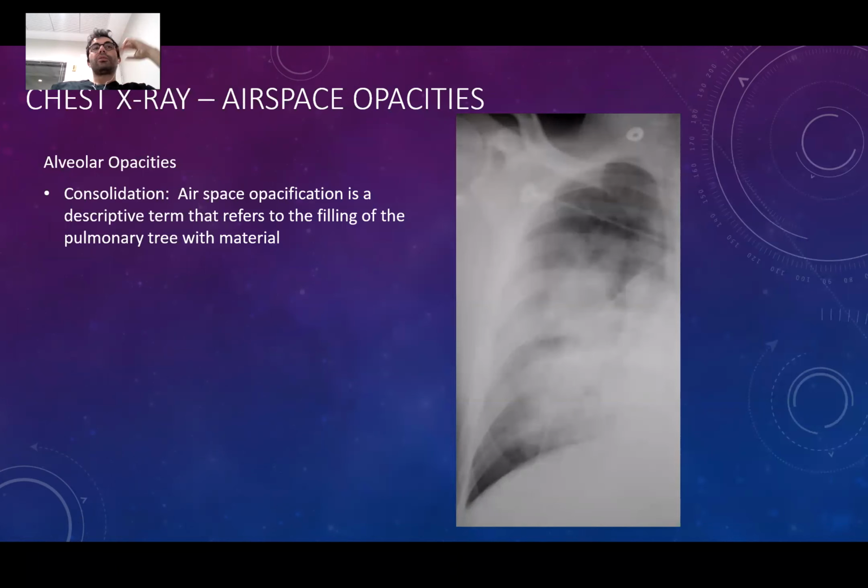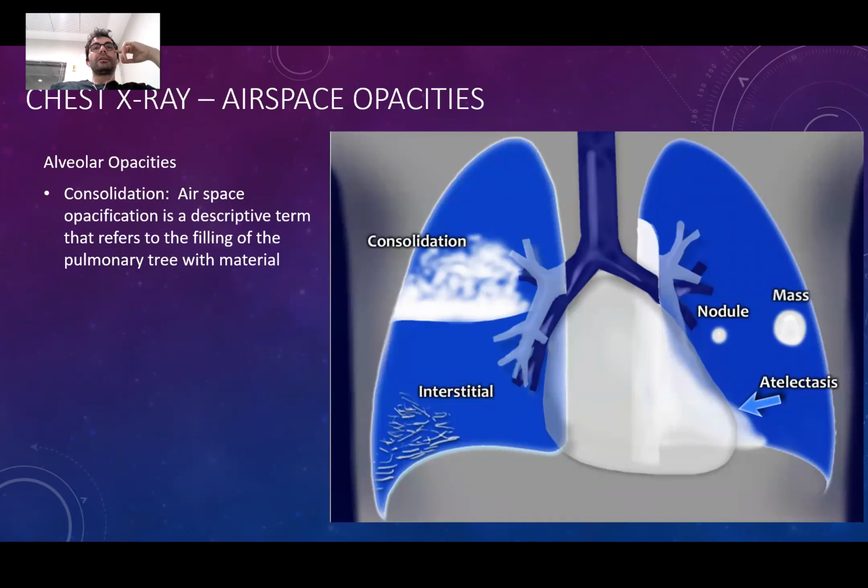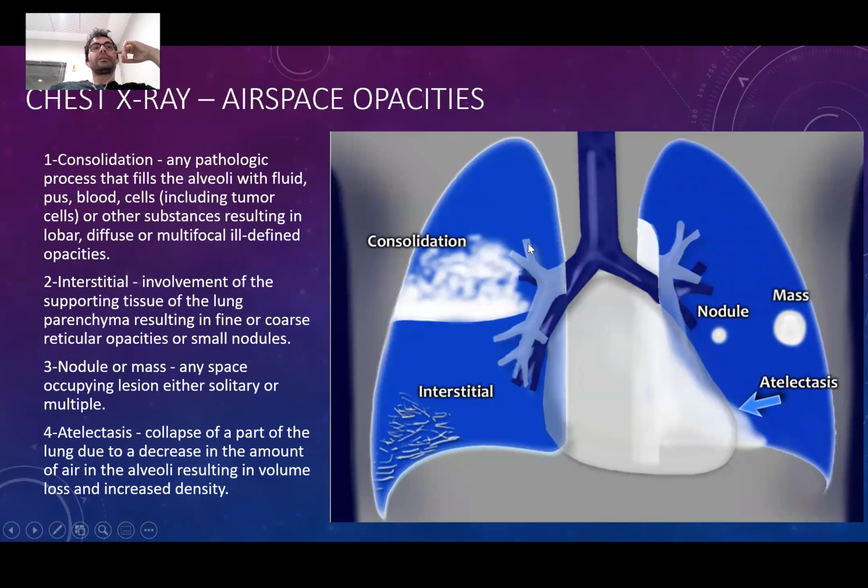Alveolar opacities are called consolidations. Consolidation is an airspace opacification, a descriptive term which refers to filling of the pulmonary tree with material. It will have a hazy appearance, as I have told you. Interstitial lining is usually related to involvement of the supporting tissue of the lung, so it will have fine, coarse, linear opacities. Nodule and atelectasis are things we can imagine in our minds.